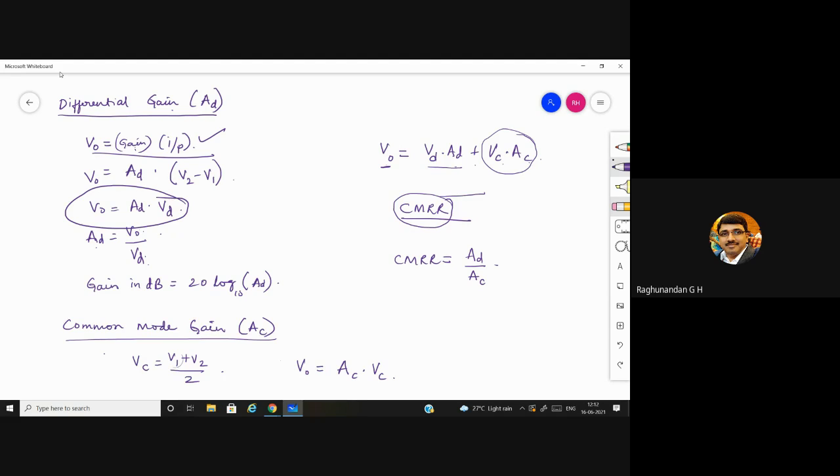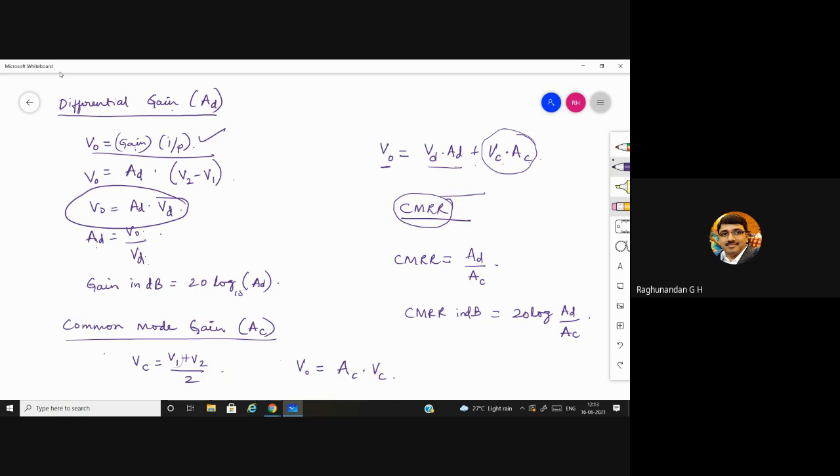So if you want to write it in terms of decibel, CMRR in dB is equal to 20 log of AD by AC. So this is the formula which we are going to use to find the common mode rejection ratio. Whatever we are discussing, these are all the things they can ask you. Explain the following. They'll ask you these things. Then you need to discuss by writing the equations.